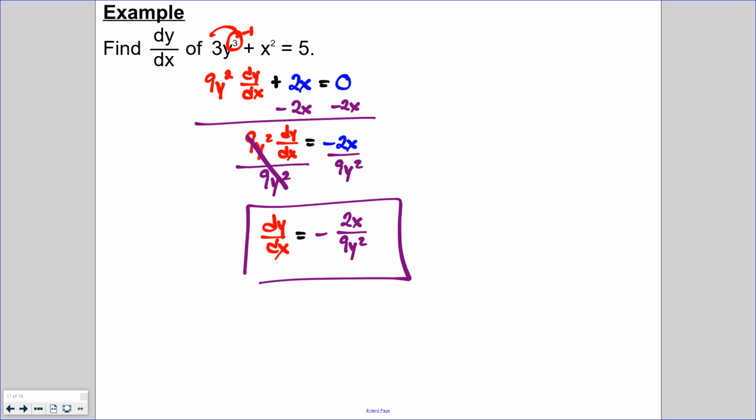Done. Differentiated. With these particular problems, there's nothing really too tricky or difficult about it. The mistake students often make is forgetting that whenever we take the derivative of a y expression, we need to multiply the derivative by dy over dx. Chain rule.